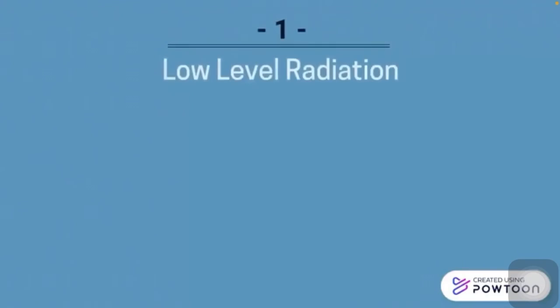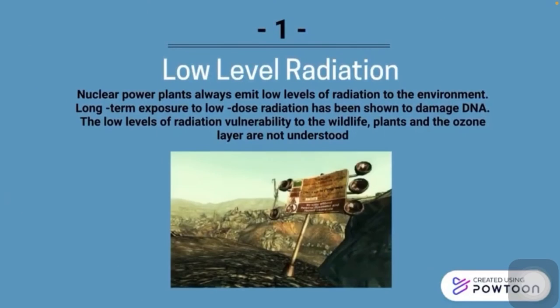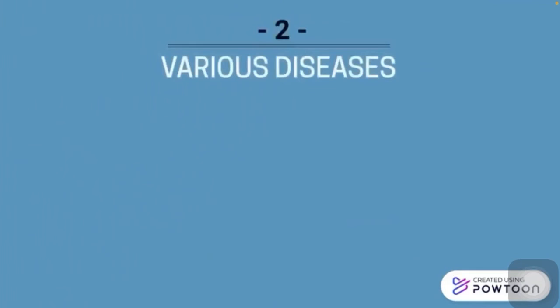The first nuclear impact is low-level radiation. Nuclear power plants always emit low levels of radiation to the environment. Long-term exposure to low-dose radiation has been shown to damage DNA. The vulnerability of wildlife, plants, and the ozone layer to low levels of radiation is not well understood, like you see in the picture. And then next, we go into the various diseases.